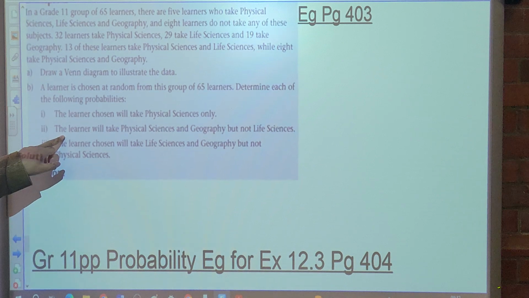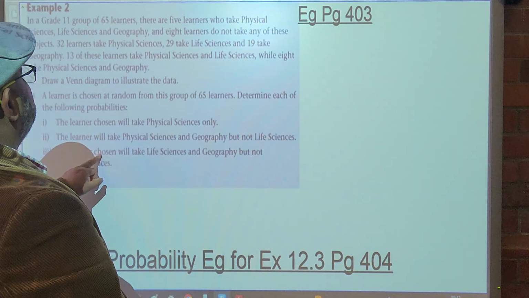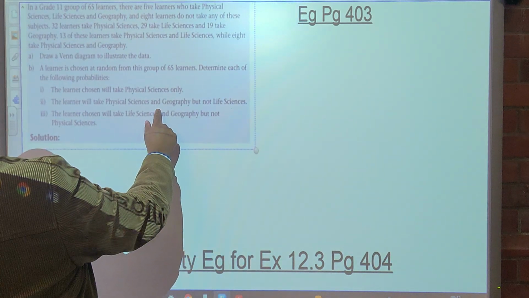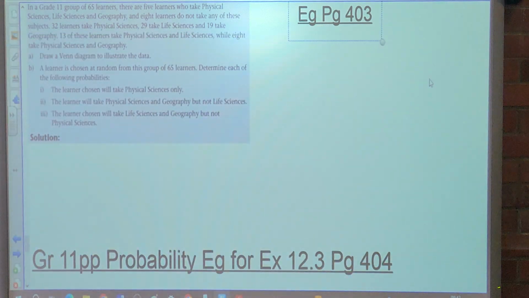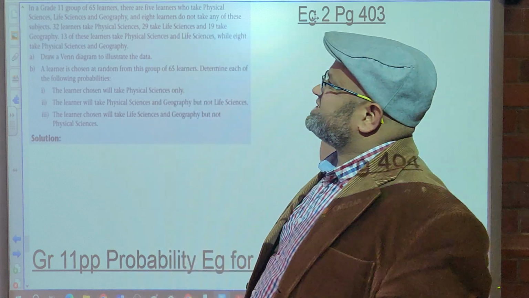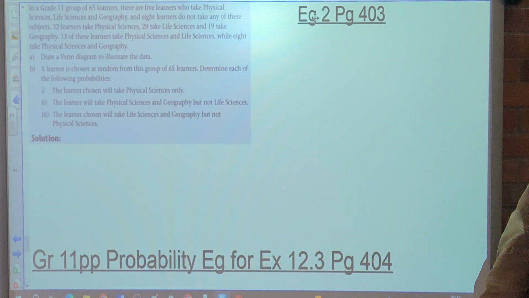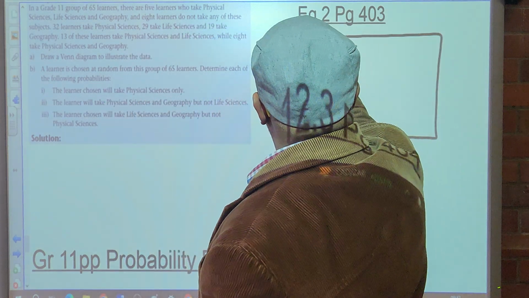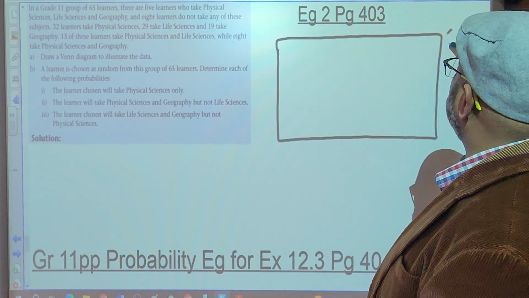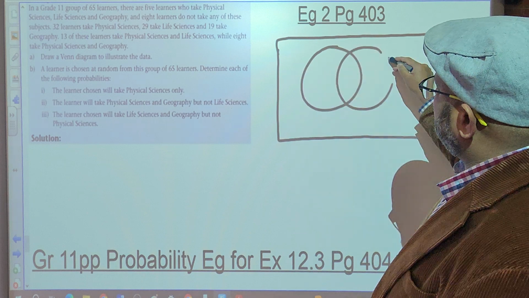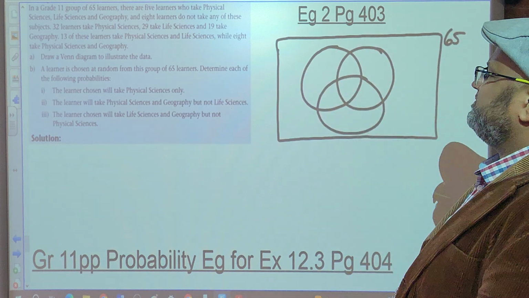We are told that in a grade 11 group of 65 learners. Okay, so now we'll make this a bit smaller and we need this information. Example 2. In a grade 11 group of 65 learners, so what does that mean? Where's the 65 going to go? The sample space. So let's draw the Venn diagram. So the sample space has 65 learners. I'm almost sure it's going to be a 3-way Venn diagram.